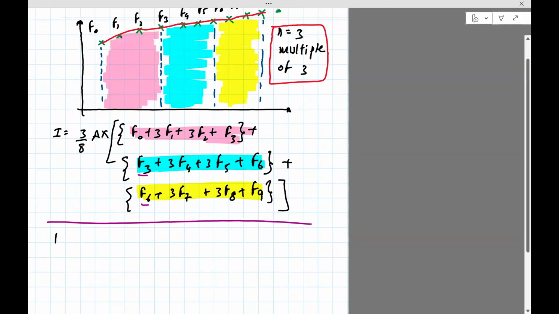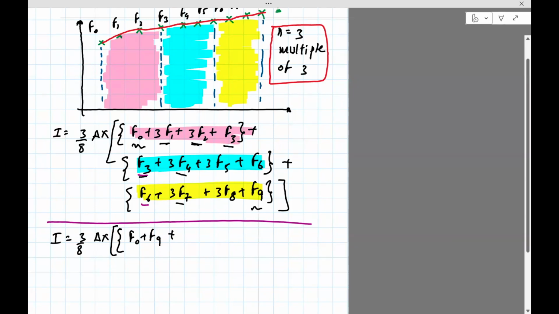Okay, so the formula will look like this: 3/8 delta x. Let's sum this up. Again, I'll do the same trick, which is that the first term and the last term are standalone, so I'll just put them like this. Then there is 3f1, which is by itself. There's f2, which is by itself. F3, F3, so there'll be twice F3. And F4, F7 are by themselves.